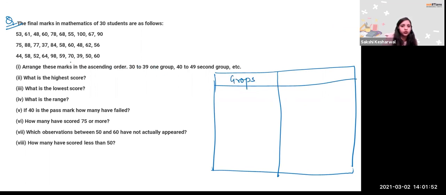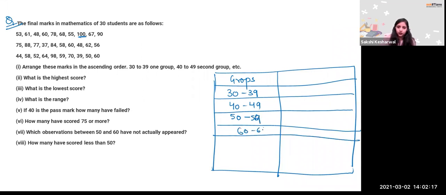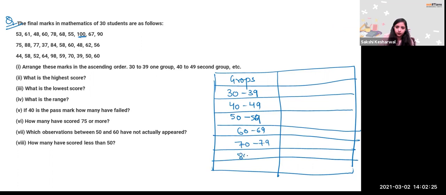So first is what? 30 to 39. The minimum is what, beta? 30 to 39, right? Then you have 40 to 49, right? And then, what's the maximum? It's going till 100, right? So you have to make the groups till 100. So this will be what, beta? 50 to 59, right? Then you have 60 to 69, then 70 to 79, then 80 to 89, and then 90 to 100, right?